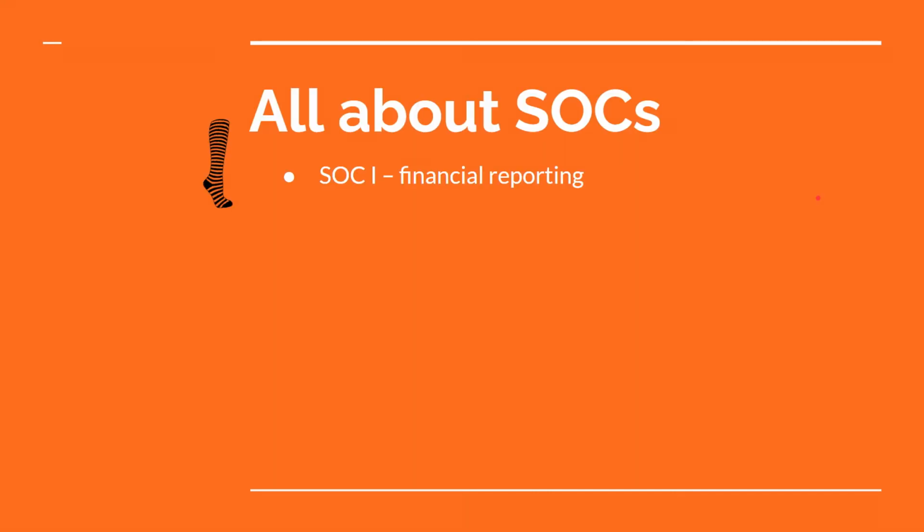So the SOC 1, it's all about financial reporting. So these are going to be the type audits that impact something that has to do with financial statements, such as bank statements, income statements, balance sheets. Your SOC type 2 audits are going to be concerned with operations and compliance. And so you see I have the first SOC here representing SOC 1, and then the two SOCs here representing SOC 2.